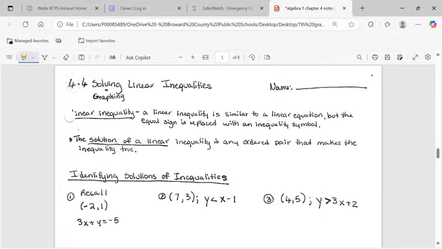Hello again, Algebra. Today we are moving on to 4.4, which is solving linear inequalities and graphing. A linear inequality is similar to a linear equation, but the equal sign is replaced with an inequality symbol. The solution of a linear inequality is any ordered pair that makes the inequality true.